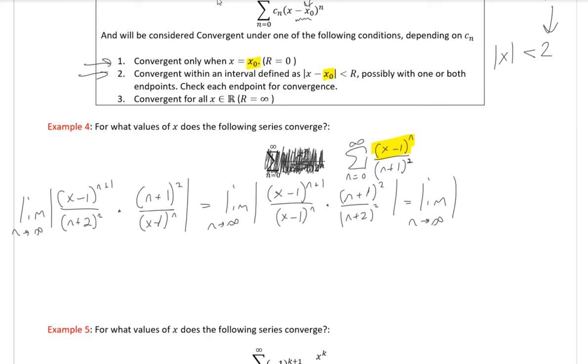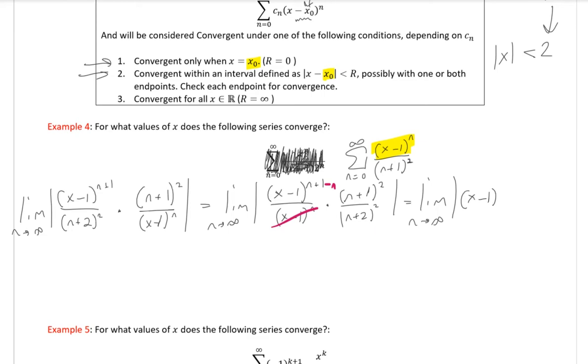The first one, (x minus 1)^(n+1) and (x minus 1)^n. That's simply just going to take away a power of n from the top here. So we're just going to have (x minus 1) to the 1 power left over. So we have x minus 1.